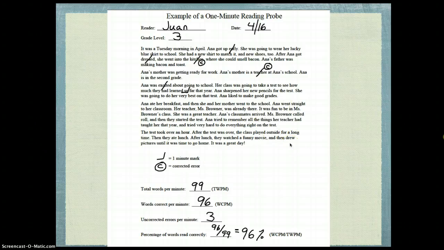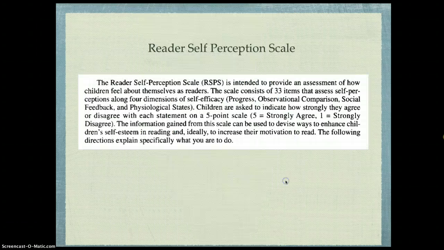Here is an example of a 1 minute reading probe. The total words per minute, the correct words, the uncorrected errors, and then the percentage of the words that were read accurately. And you can see how that is derived. The words correct per minute divided by the total words per minute.